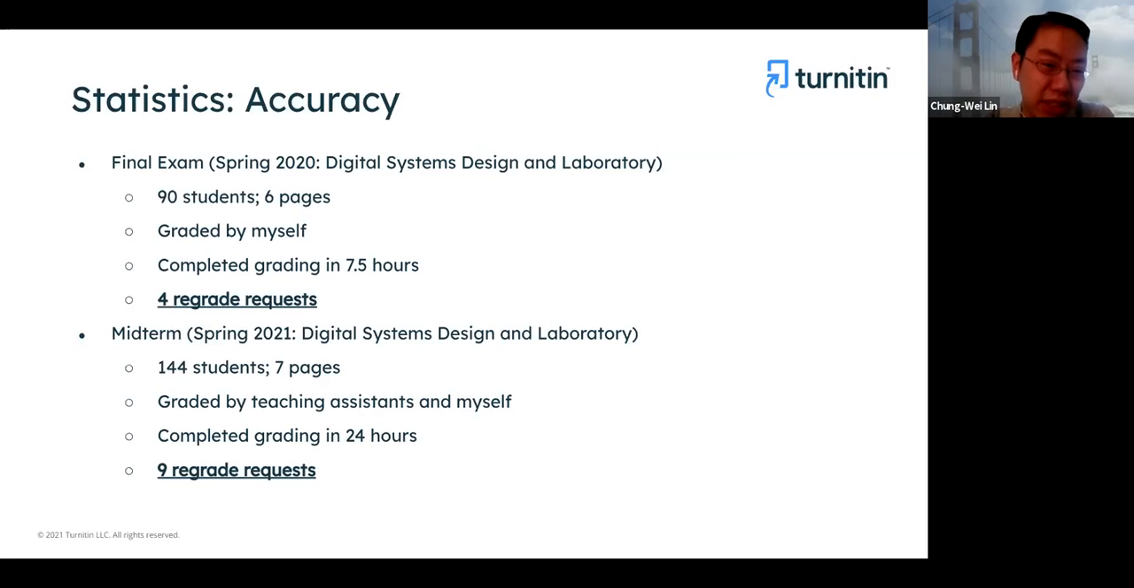But you can see we have so many students and so many questions, yet we actually have very limited regrade requests. Of course, to achieve this, you need to accompany it with some policy.